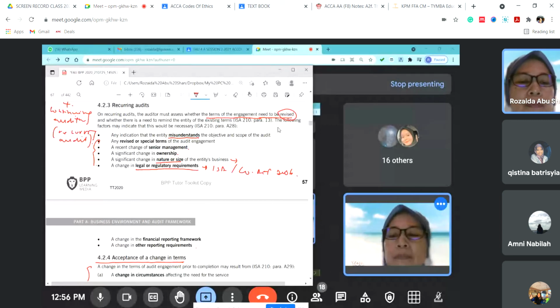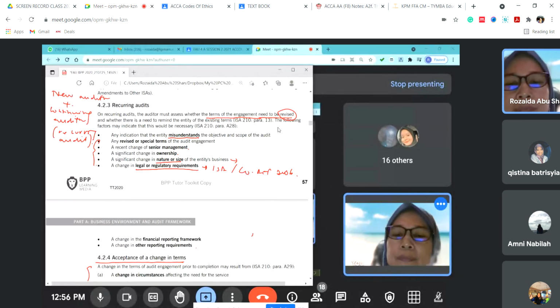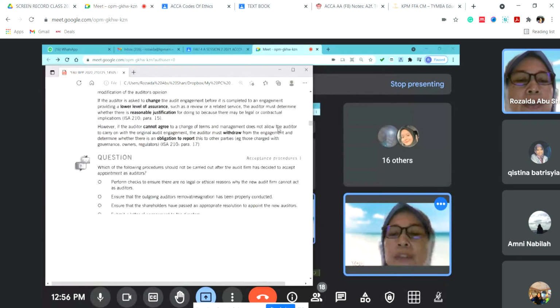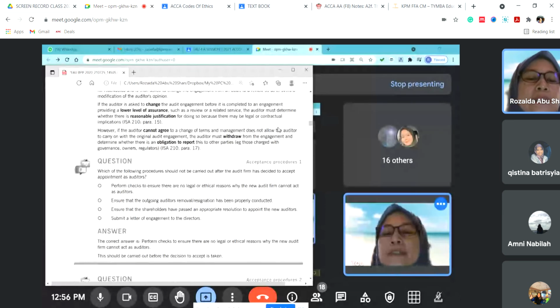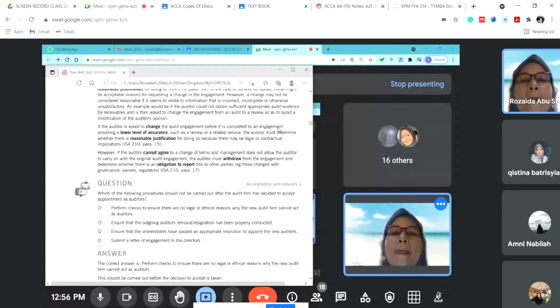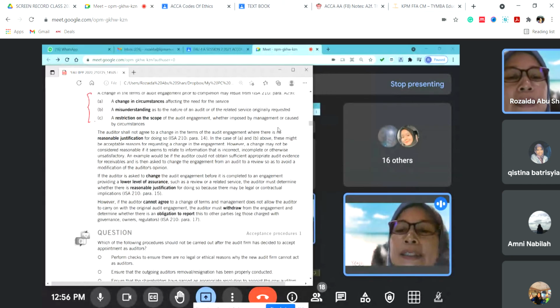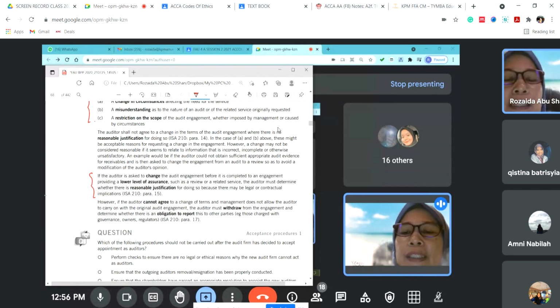Okay. So these are the questions. Okay. The question. This is the situation where. Okay. This paragraph. If the auditor is asked to change the audit engagement before it is completed to an engagement providing a lower level of assurance, such as a review or related service, the auditor must determine whether there is a reasonable justification for doing so. Okay, because there may be legal or contractual implications that will apply.